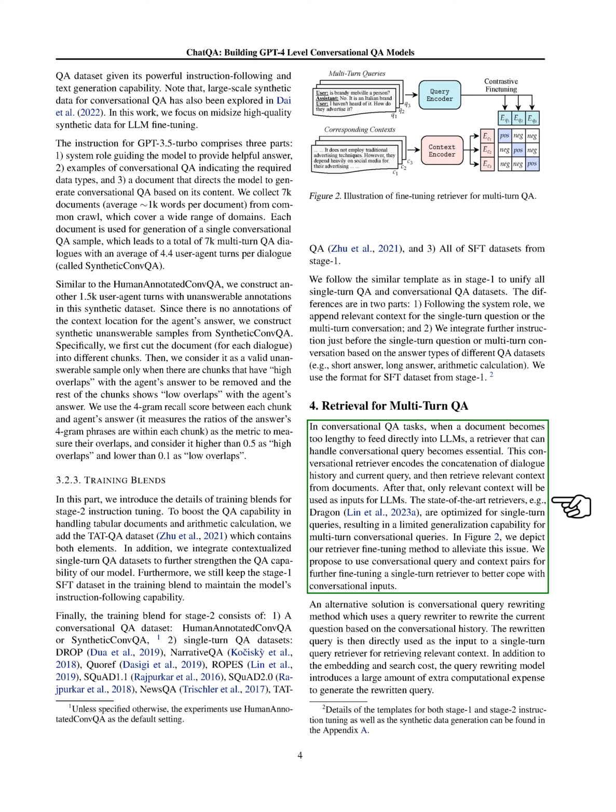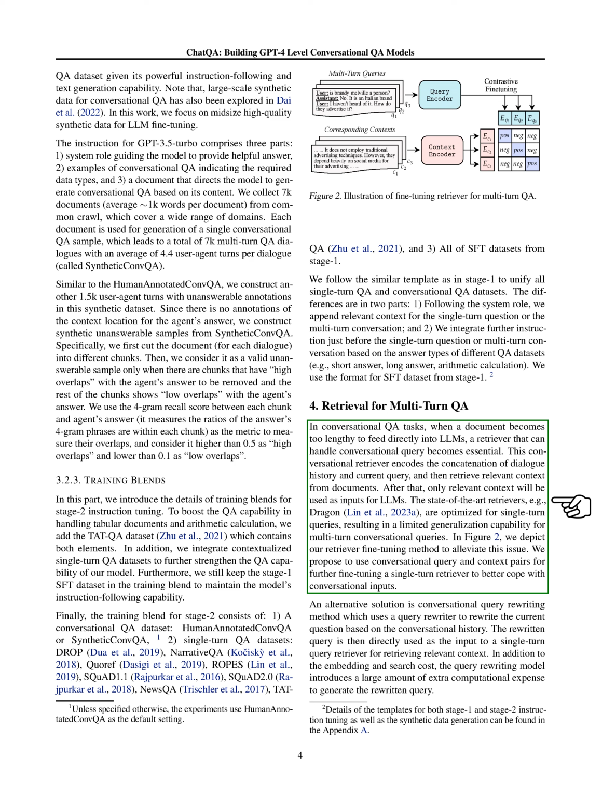Another solution is to rewrite the current question based on the conversational history, and then use this rewritten query as the input to a single-turn query retriever. To create a high-quality fine-tuning dataset, we use the conversational QA dataset from either the human annotated Conv-QA or the synthetic Conv-QA to construct conversational query and context pairs. For the human annotated Conv-QA, we directly take the annotations of the conversational query and context pairs, and use them to further fine-tune a single-turn query retriever.